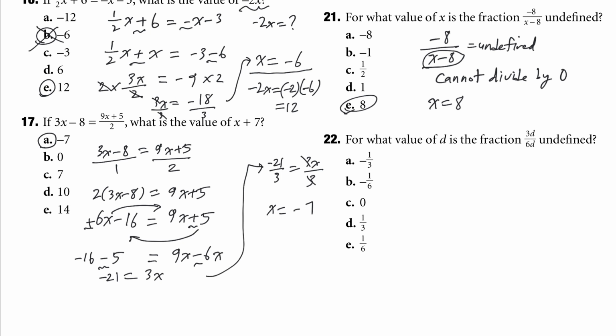22. For what value of d is the fraction 3d over 6d undefined? Again, the same question. The bottom number, this number, cannot equal 0. If it is, then it's undefined. What value of d makes this equal to 0? Well, 6 times d is 0, then d has to be 0. So if d is 0, it's undefined. Answer is C.